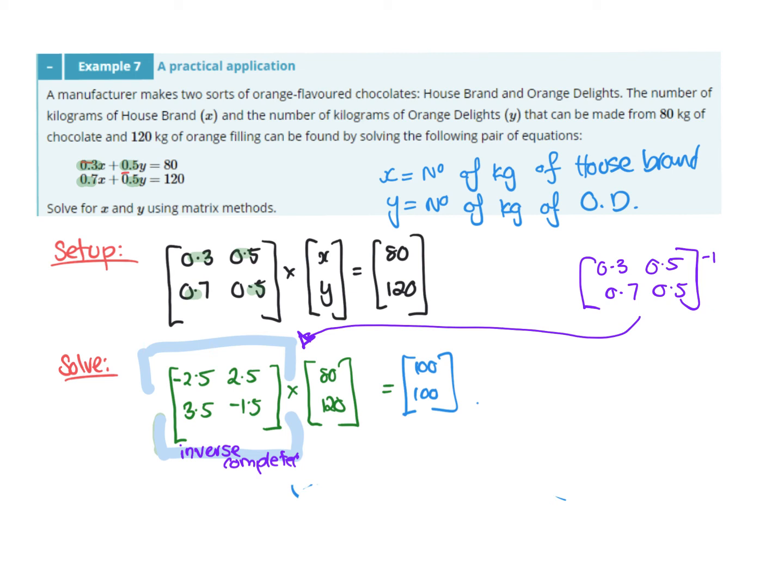Okay, so in the end, I found the answer was 100 and 100. If they ask how many kilos, make sure you write an answer. So it was 100 kgs of house brand and 100 kgs of Orange Delight. It's okay if you abbreviate like that. We're not really asking you to write too much, but you need to understand what's what, so make sure you make a little statement there.